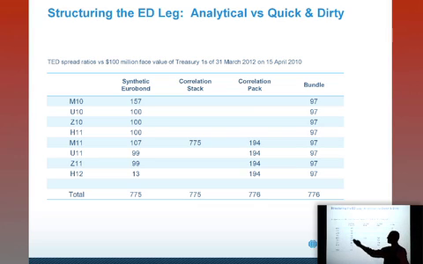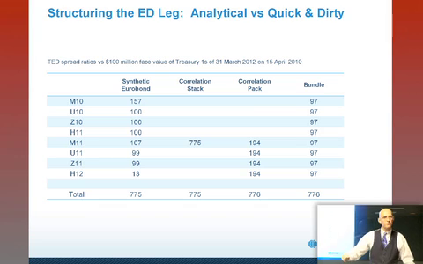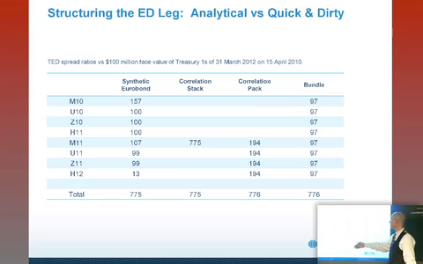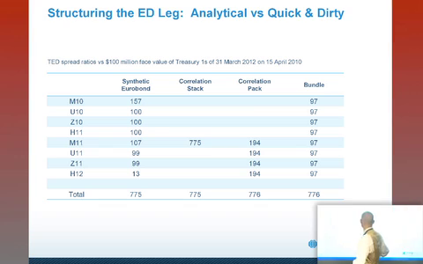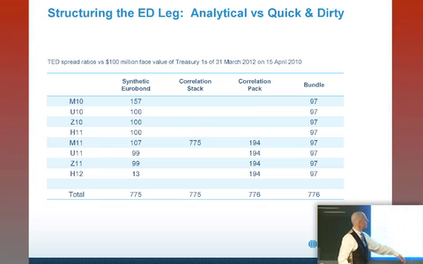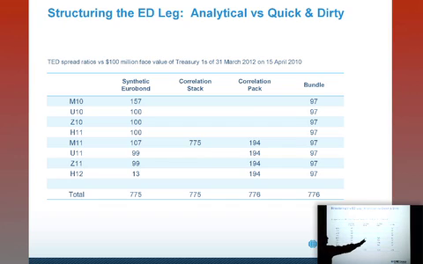I don't have to do this many of each of these 8 futures. I can just slam on 775 of a contract of my choice. That might be the first red. I can do a red pack. Boils down to 194 of each. I can do a bundle if I want. If you want to be charitable, you could describe each of these as an approximation to this.